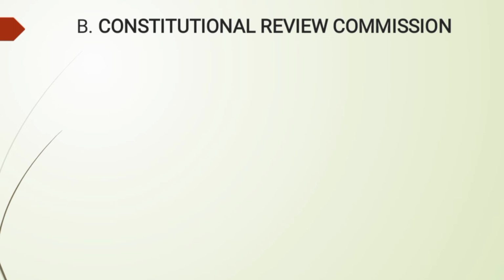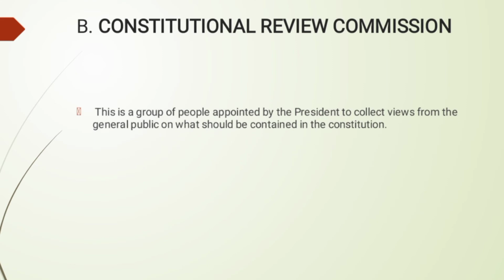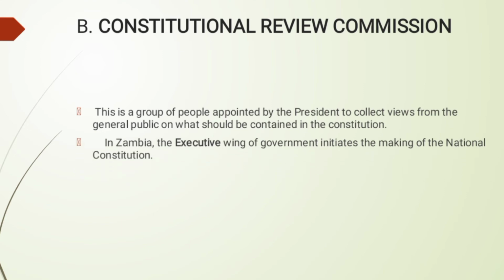B, we have making a constitution through a constitutional review commission. A constitutional review commission. So here we have a group of people appointed by the president to collect views from the general public on what should be contained in the constitution. There are two different things here. For the constituent assembly, the representatives are elected by the citizens. But for a constitutional review commission, the group of people, or let me say the representatives, are appointed by the president himself.